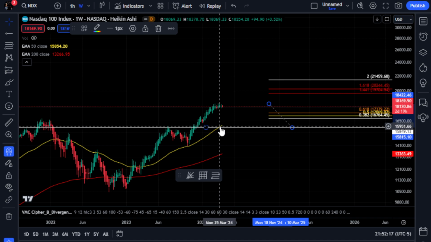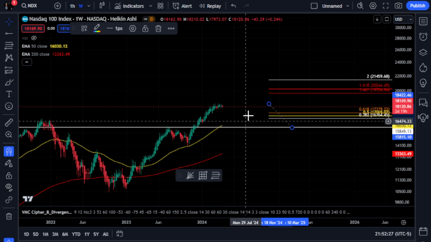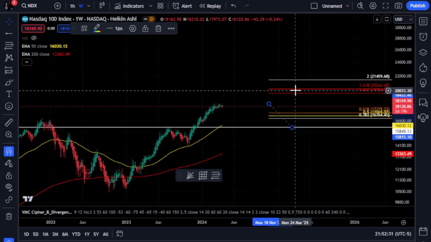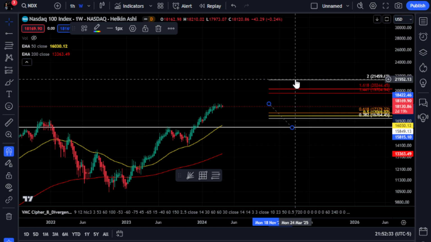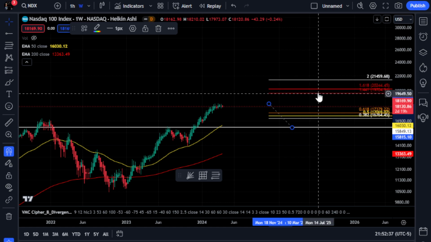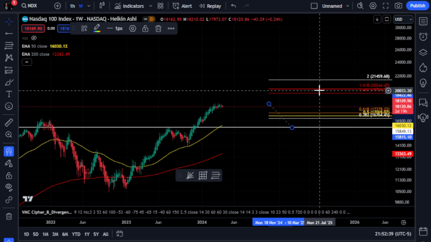You can see that's our 50 EMA also on the weekly. It was our 200 on the daily, so there's some more confluence for that area there. So let's say we do pull back here, then we expand to the upside. Here would be a doubling of the range at 21.5. But I would be looking at this 20,000 area.